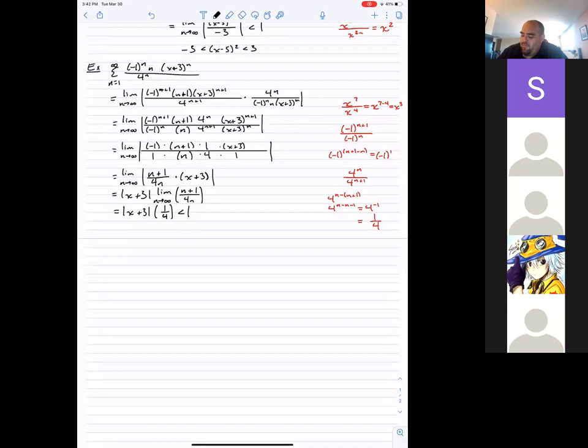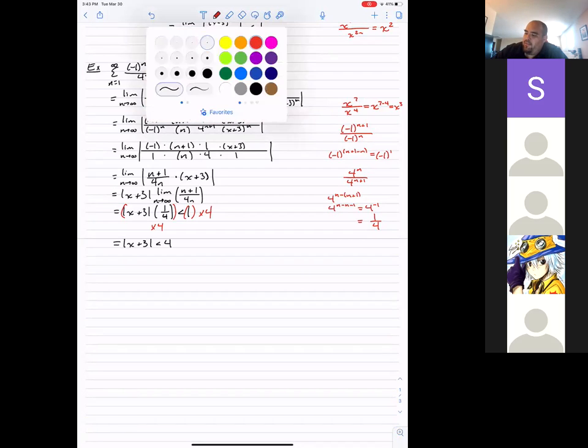So I have the absolute value of x plus 3 times 1/4 is less than 1. Or the absolute value of x plus 3 is less than 4. I must have missed something. How did we simplify that, just to get to that last step there? Basically what I did was this. Multiply this by 4 and multiply this by 4, so that cancels out the 1/4. Oh, sorry. I meant getting to 1/4.